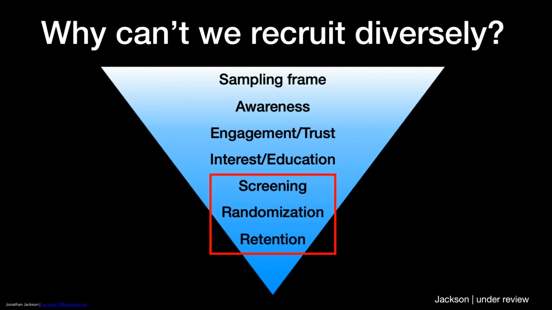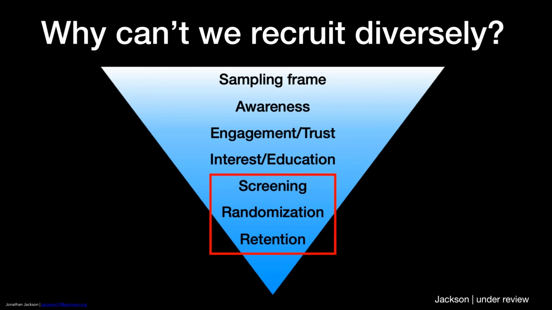So keep in mind that of the 7 stages that I'm proposing, there are really only 3 that are commonly addressed through our research protocols: screening, randomization, and retention. The others typically fall outside of that process, and if we do not specifically attend to them, then we run the risk of collapsing those additional levels at the level of screening.